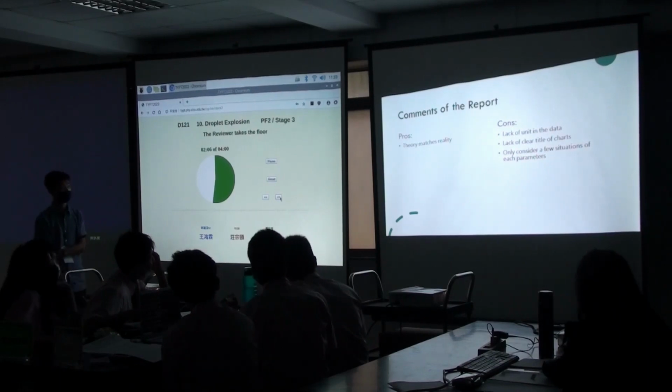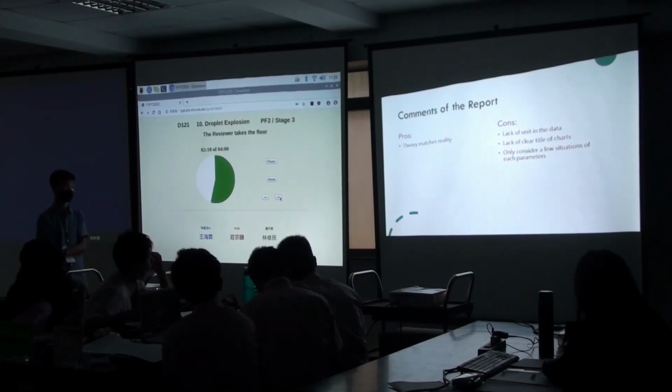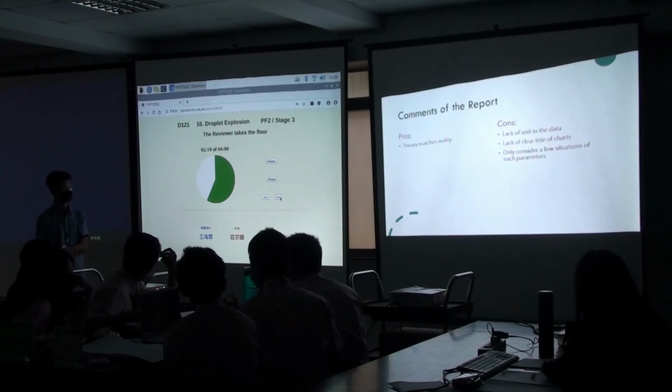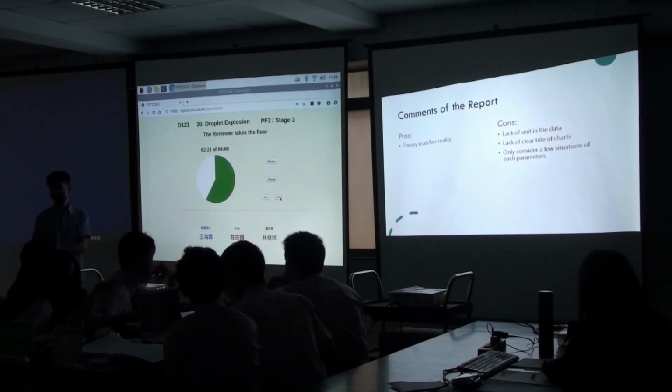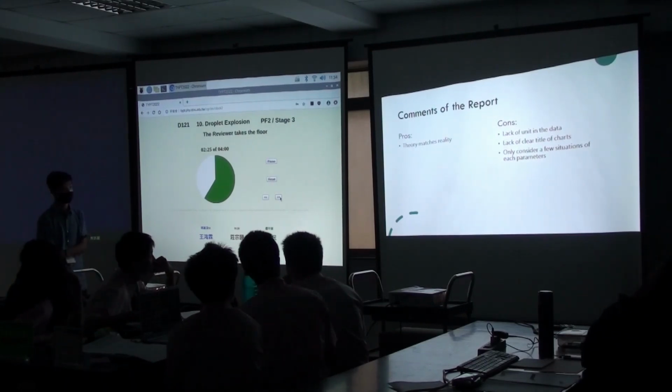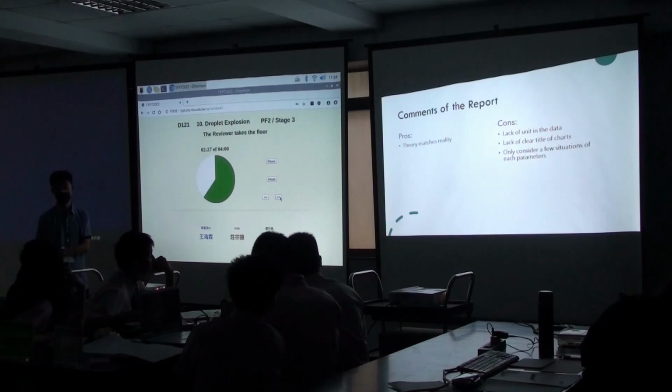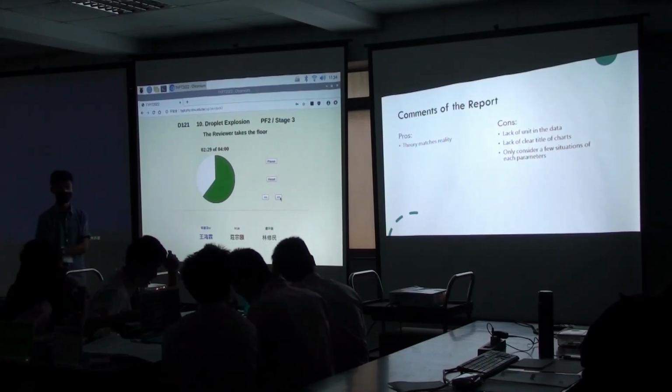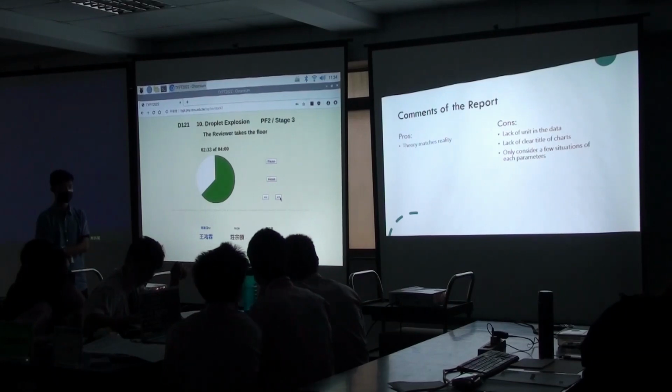And about the pros and cons: for pros, their theory matches reality well. About cons, they lack units in their data and their charts. And their charts didn't have a clear title about what the chart is, and what mixture the chart is about.